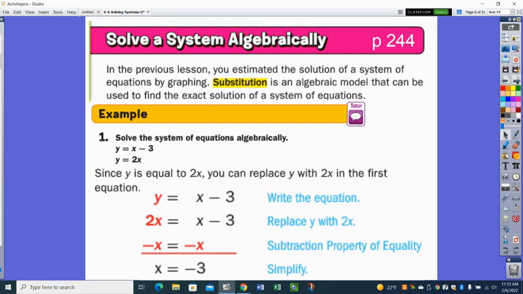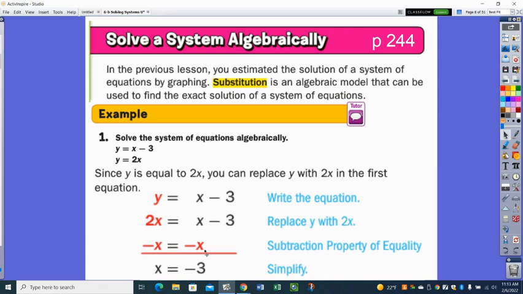There is one in your book on page 244, example 1. You notice again, y equals x minus 3, y equals 2x. They are taking out the y in the top and moving that 2x in, substituting, and they do have a variable on both sides. They have the choice right now. They could either subtract 2x or subtract x. They could go left or go right. They subtracted x, and they get right to the x-coordinate.